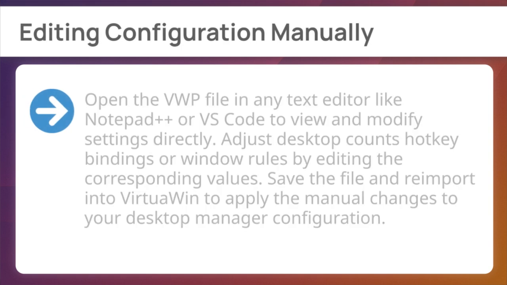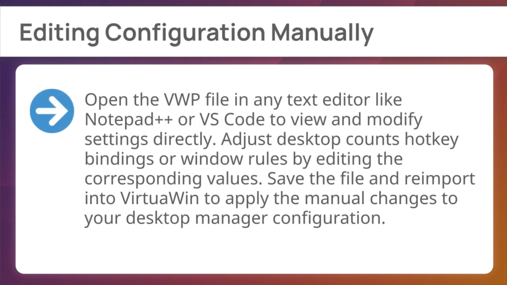Next, editing configuration manually. Open the VWP file in any text editor like Notepad++ or VS Code to view and modify settings directly. Adjust desktop counts, hotkey bindings, or window rules by editing the corresponding values. Save the file and re-import into VirtuaWin to apply the manual changes to your desktop manager configuration.